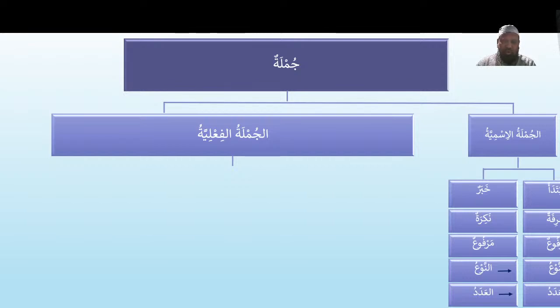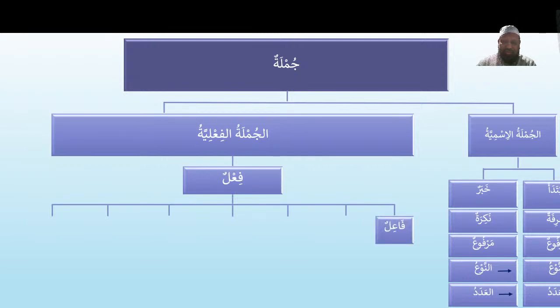We've said جملة الفعلية normally will have two parts. First is فعل itself, and number two is فاعل. So the minimum for الجملة الفعلية is these two, which is the فعل and the فاعل. And the إعراب of فاعل is always مرفوع. إعراب الفاعل is always in مرفوع case.